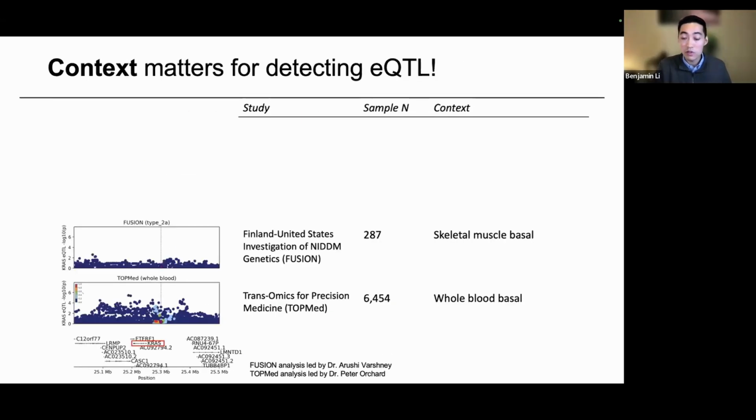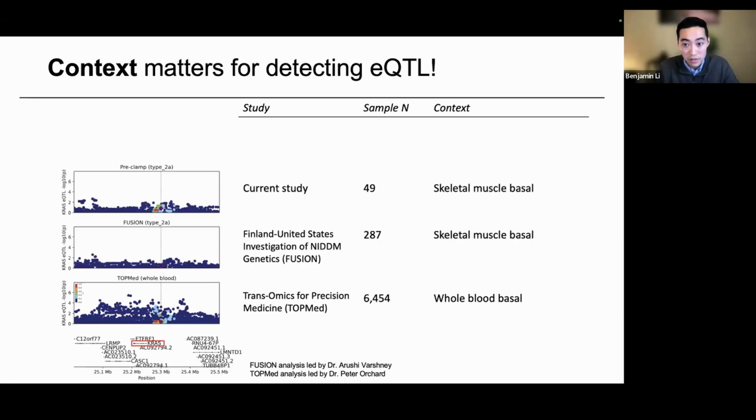When we look at a different tissue, this is now skeletal muscle, and this is from the FUSION study. This was a study that included almost 300 samples in its eQTL analysis, and this is for skeletal muscle and basal contexts. And again, we see a relatively flat eQTL LocusZoom plot. So there's not really a variant close by to KRAS that we can detect is associated with differential expression in KRAS.